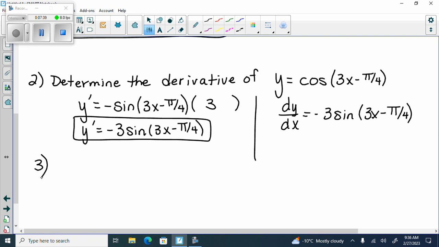Okay, 3. Find y prime if y equals e to the x squared minus 4.